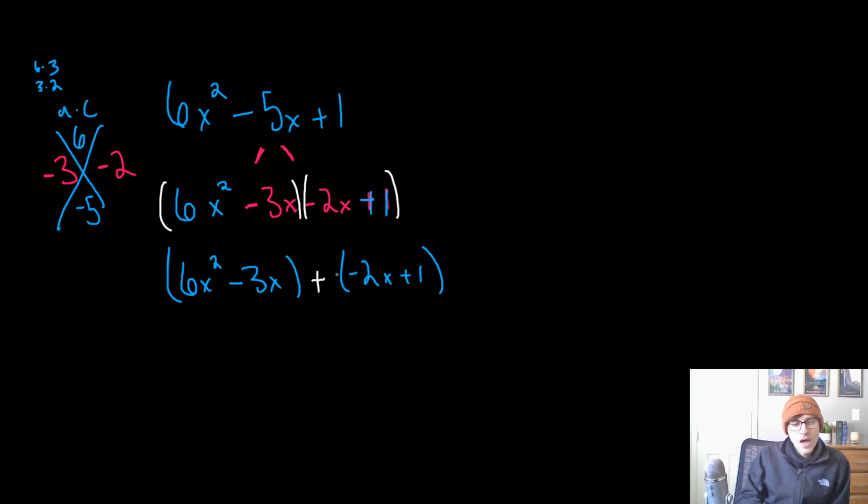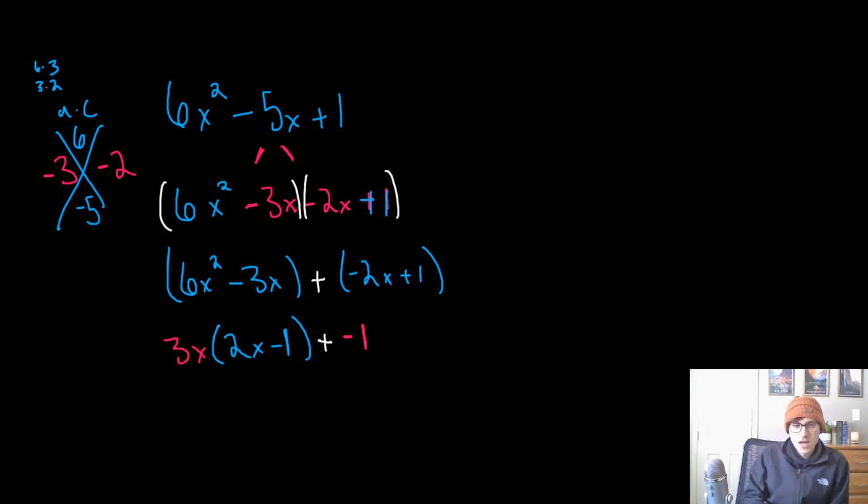Okay, so now what can I factor out here? Well, here I can factor out a 3x. 6x squared divided by 3x is 2x, negative 3x divided by 3x is negative 1. Okay, now what can I factor out of this? Negative 2x plus 1. Well, I want this to look like 2x minus 1. So what if I factored out a negative 1? Right? I always want this first term to be positive if I can.